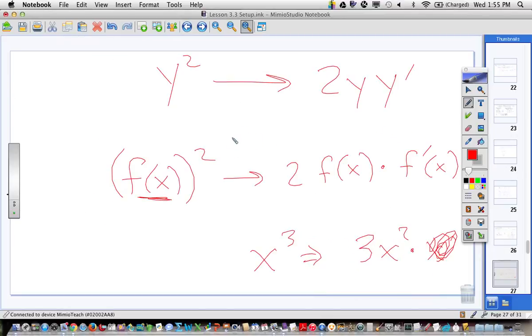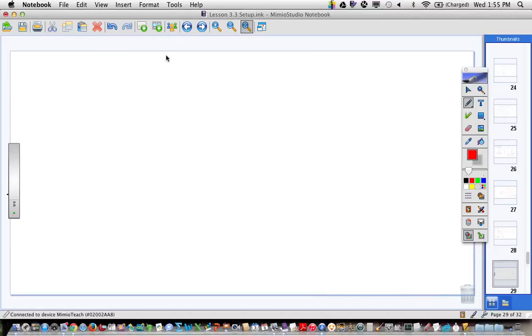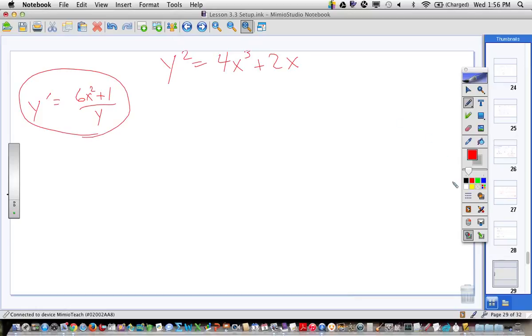Now let me get a new page here. All right, so what do we got? We said y squared equals, what was it, 4x cubed plus 2x. We just did it by implicit differentiation, and we came up with y prime equals 6x squared plus 1 over y. Is that what we had? All right, now let's do it explicitly.